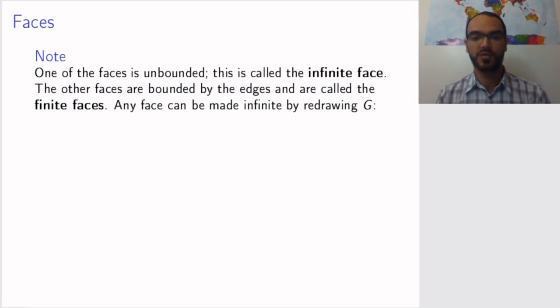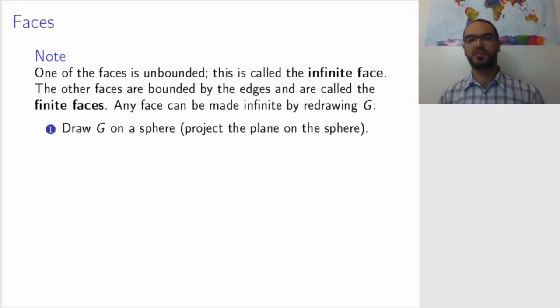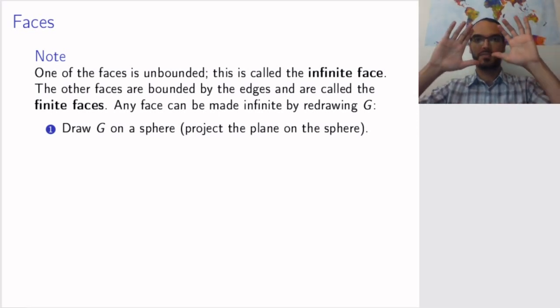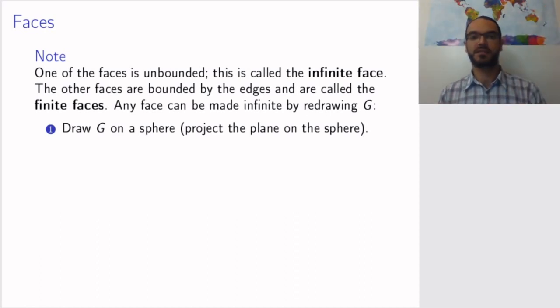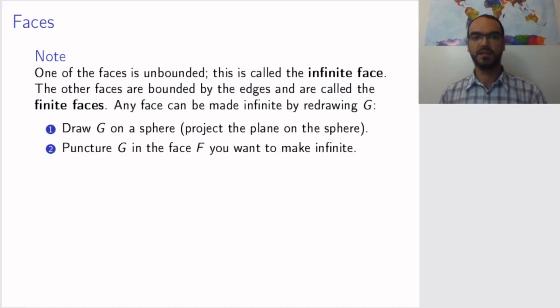So what did we actually do? Let's make this a bit formal. What we did was that we drew the graph on the sphere, because again, if it's drawn on the plane, you can always project the plane onto the sphere, onto that surface, and that is always possible. So you get a graph drawn on a sphere, and then you puncture the sphere in the face that you want to make infinite. So let's see what this was.